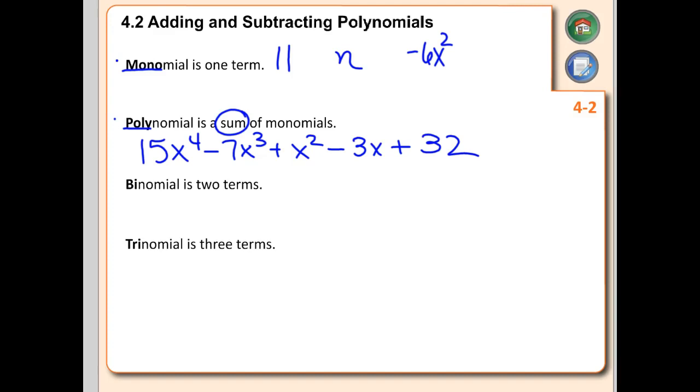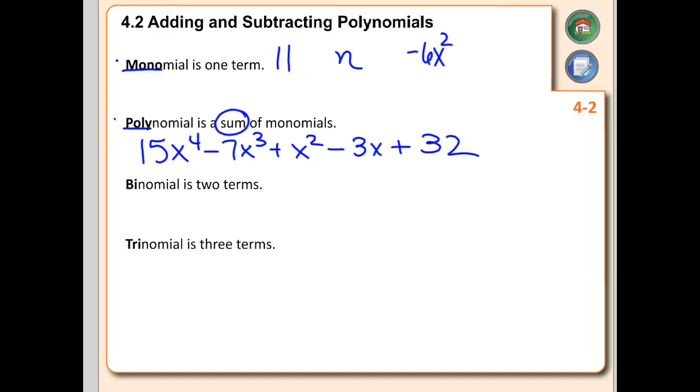And you can say, but Mrs. Burton, it says the sum of monomials. Well, remember, the definition for subtraction is to add the opposite. So it could have a plus sign in between them or a minus sign in between them. So polynomial, the sum of many nomials.